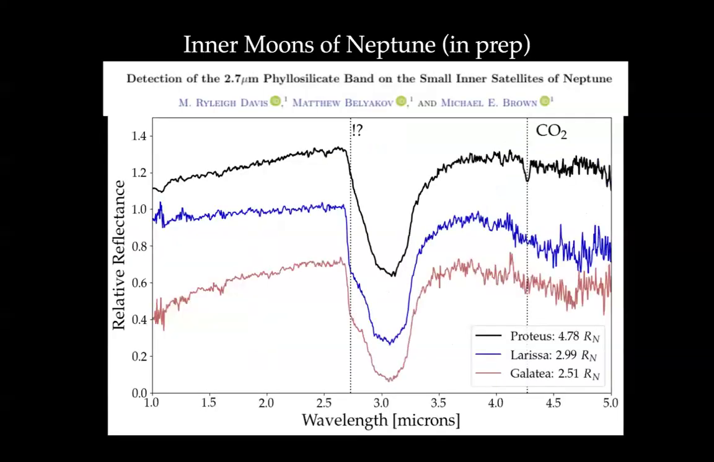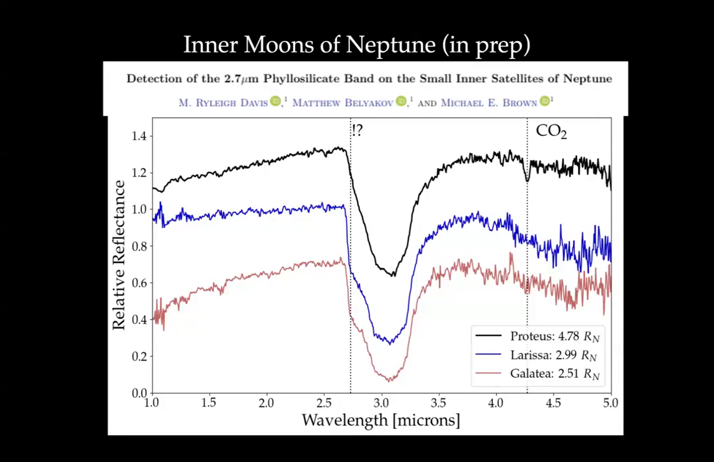And the Neptunian system was the shocking result out of our program. What we see, and what my co-author Riley is working on, she's the one leading this work, is the very clear detection of this 2.7 micron phyllosilicate band on the satellites of Neptune. These satellites don't really look like anything else we've seen in the Kuiper Belt spectrum. Vaguely, they do maybe resemble a bit the water-rich bowl-type KBOs.